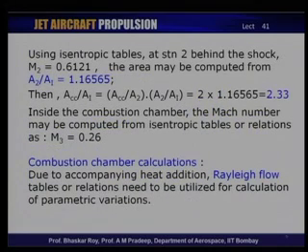Now, if you use the isentropic tables at station 2 behind the shock, we have found that the Mach number is 0.6121. The area then may be computed from the isentropic relations as A2 by A_I. A_I of course is the intake area, and that would be 1.16565 as available from the isentropic tables.